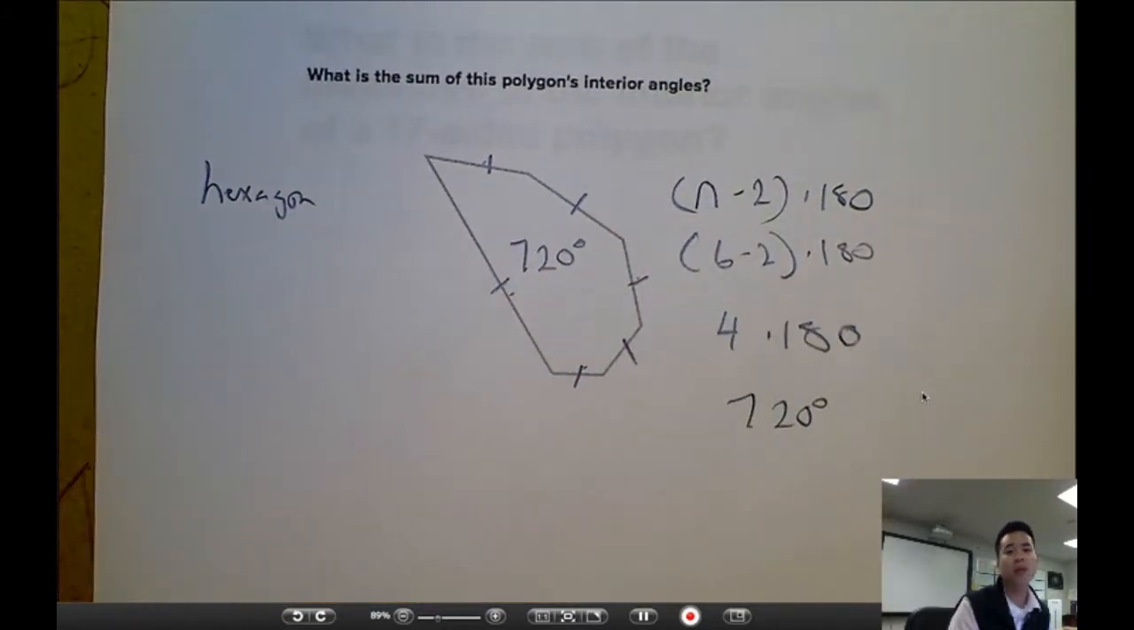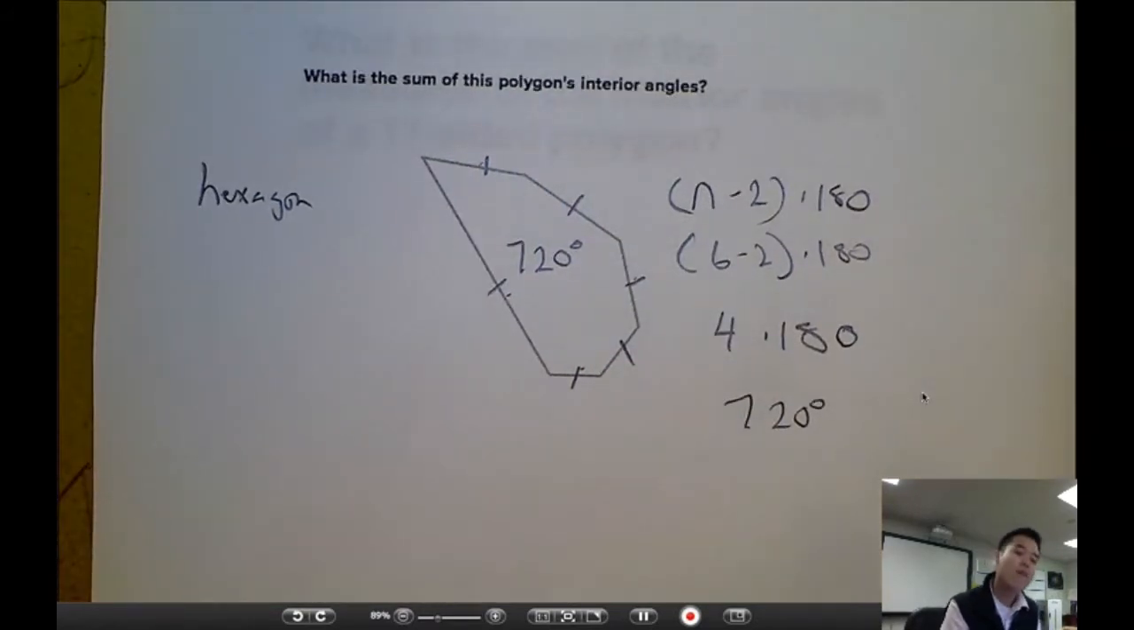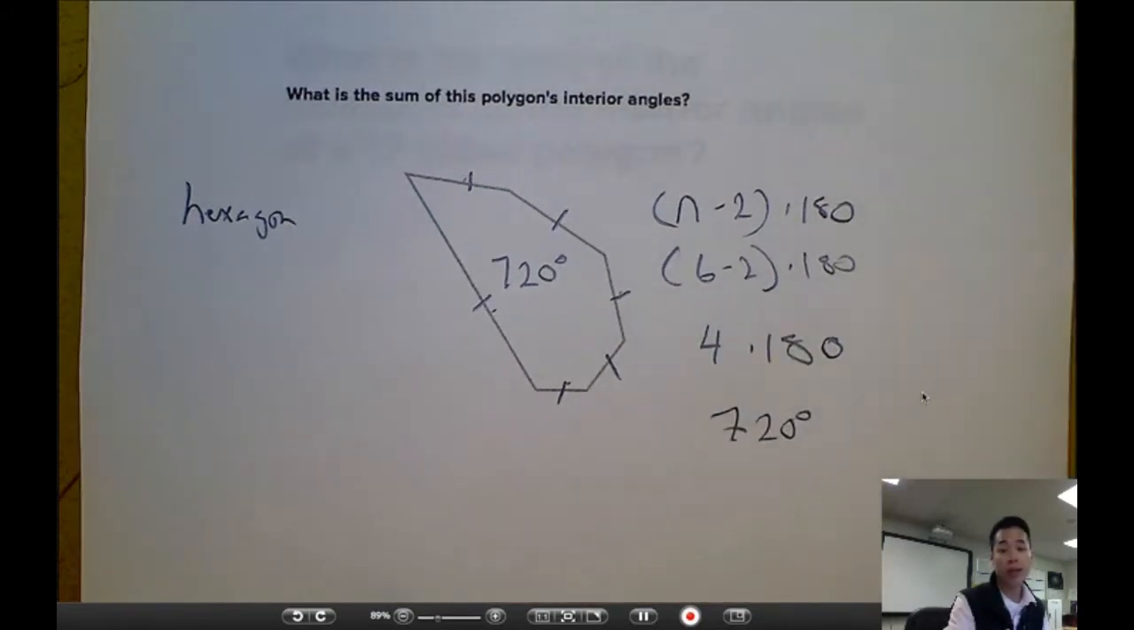Okay, so it's pretty cool how it works. It just means that, if we wanted to, we can divide it by the number of angles and get the individual degree angle measurement. But the sum is 720 degrees.